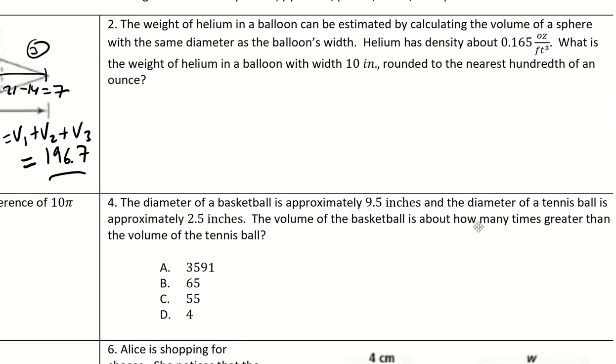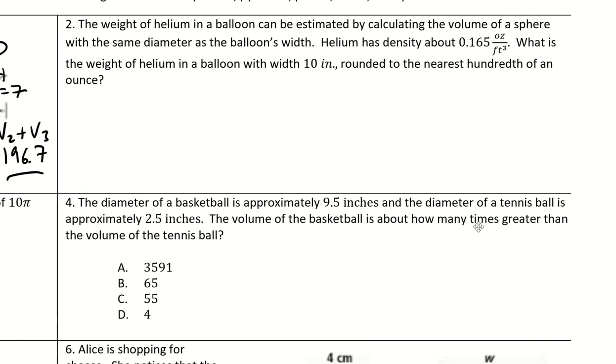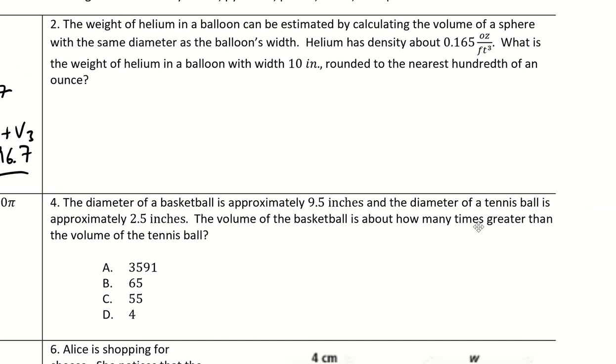All right, number 2. The weight of helium in a balloon can be estimated by calculating the volume of a sphere with the same diameter as the balloon's width. Helium has a density of 1.165. What is the weight of helium in a balloon with a width of 10? Okay, so the width is 10 inches. We have to convert this to feet because the units here are in feet. That's the diameter, by the way.